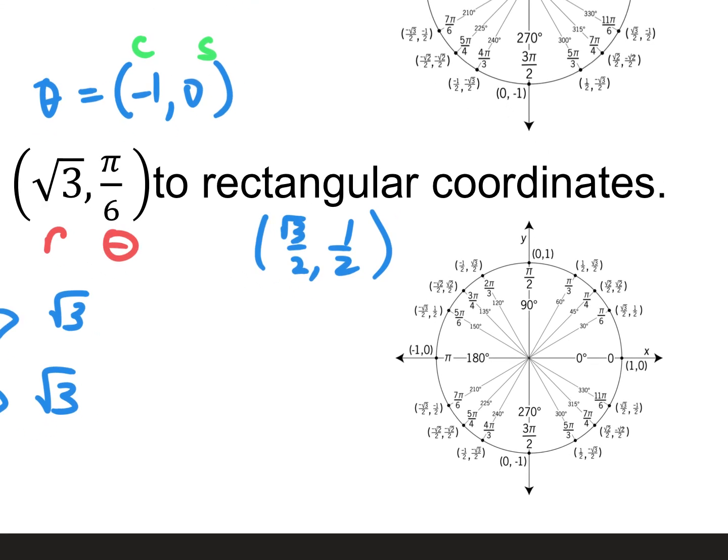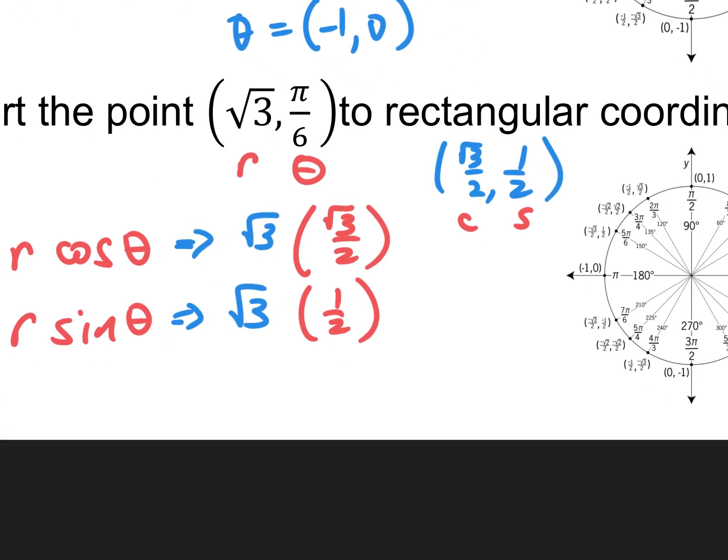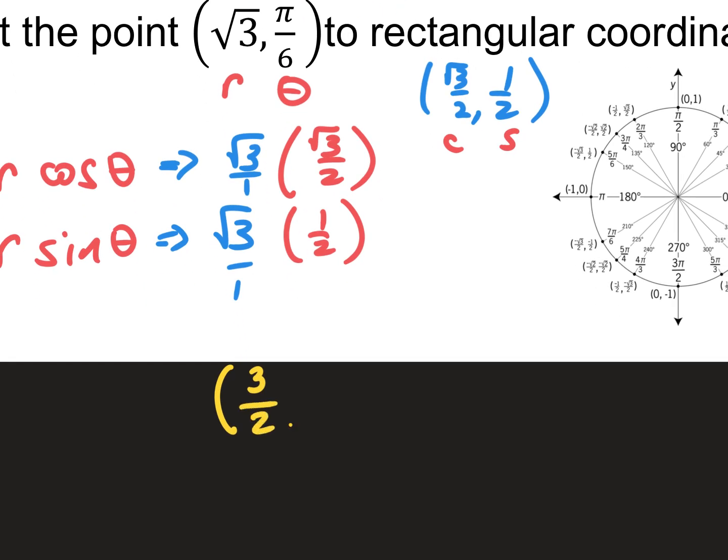So remind yourself if you need to. The first one is your cosine. The second one is your sine. So my x value is going to be r times what? What is the cosine of pi over 6? Square root of 3 over 2. Good. And then my y is going to be 1/2. Perfect. And now we just multiply, guys. So think about this. This is the square root of 3 over 1. So when I multiply numerator times numerator, what is the square root of 3 times the square root of 3? Positive 3. And then what's 1 times 2? 2. So it's 3/2, comma, what? Square root of 3 over 2.